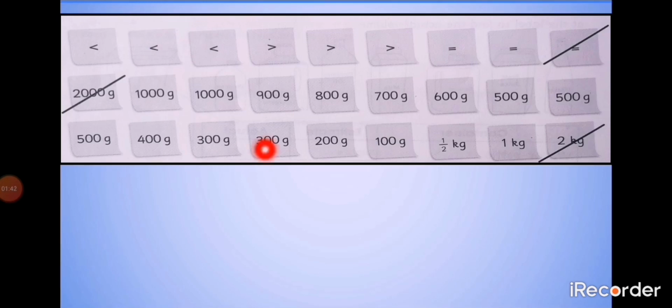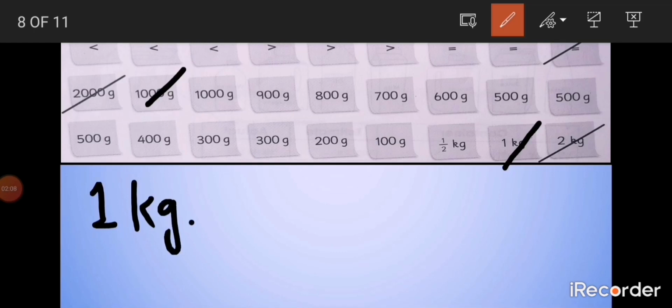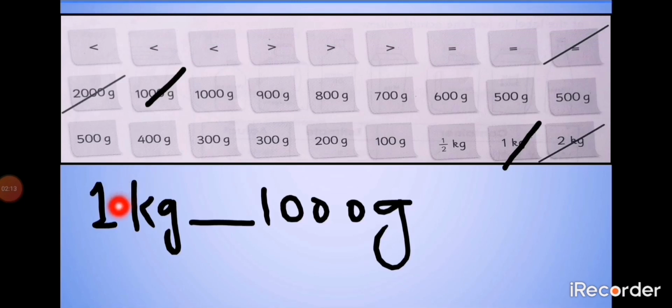Now we will do as they have done in the book. We choose one number from the first line and the next number from the last line, and then we will find out if the number is greater than, less than, or equal to the other. Now we will choose 1000. So I'm crossing 1000. I am choosing it, and from the second line I will choose the second last number, 1 kg. So I'm writing my number sentence: 1 kg dash 1000 gram. Again, is 1 kg equal to 1000 gram, or is 1 kg less than 1000 gram, or is 1 kg more than 1000 gram?